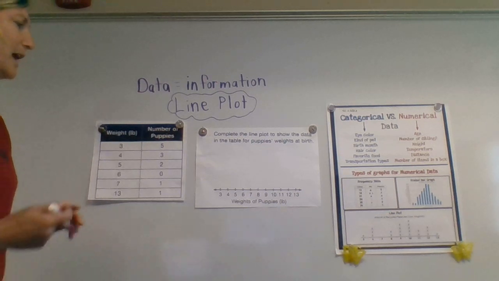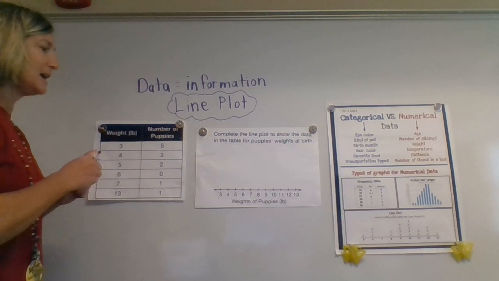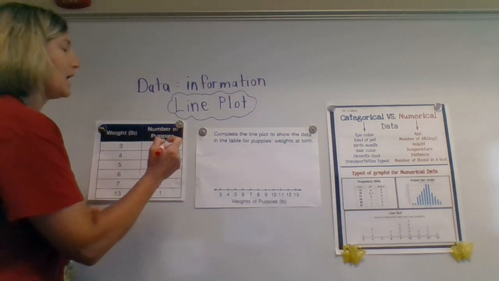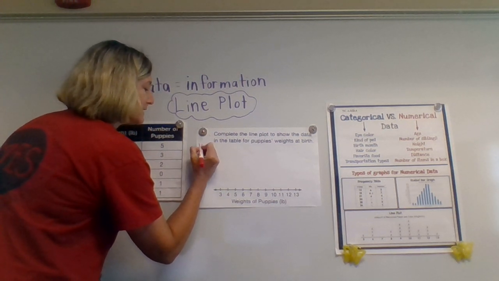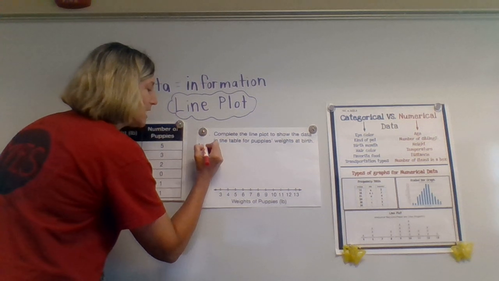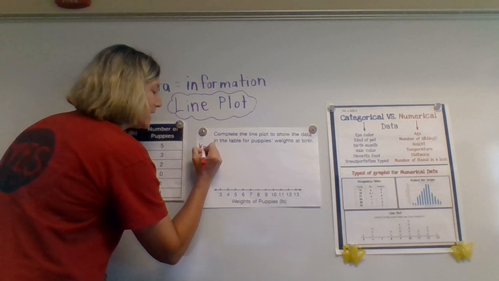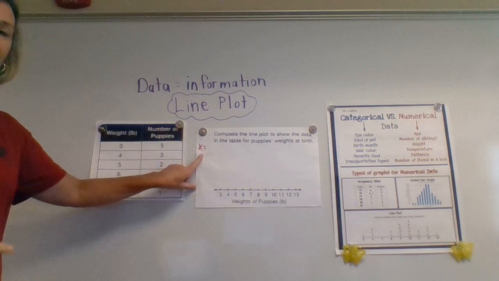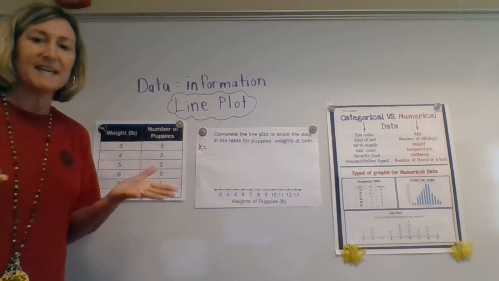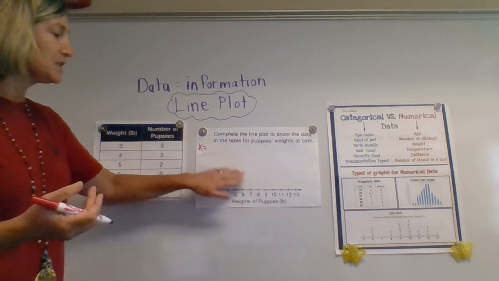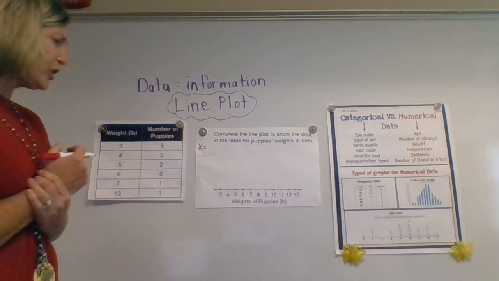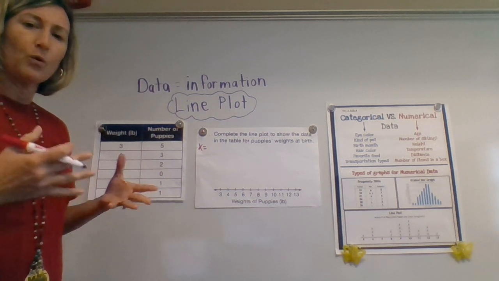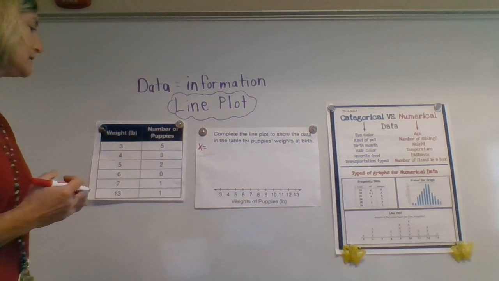Now, how are we gonna do that? So when we have a line plot, we have to determine, we use X's, okay? And I always tell my class, before we get started, we have to answer the question, what is X? When we are going to put X's up on our line plot, what are the X's representing? What do the X's stand for?